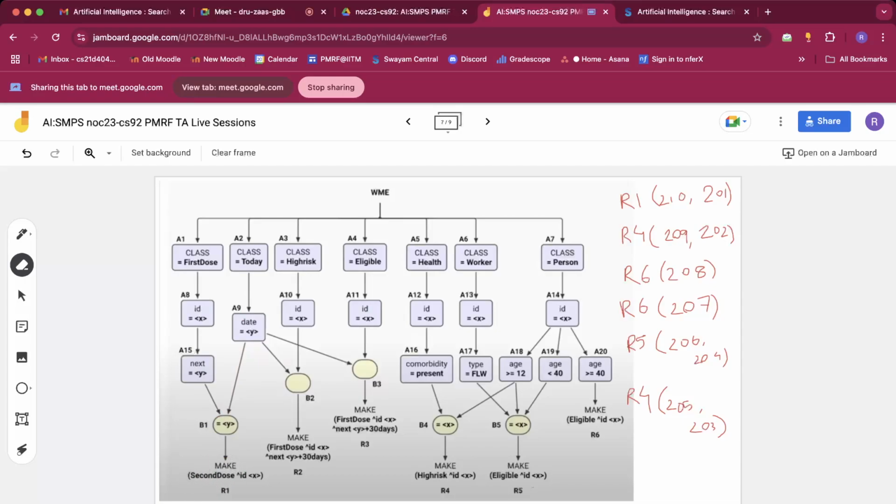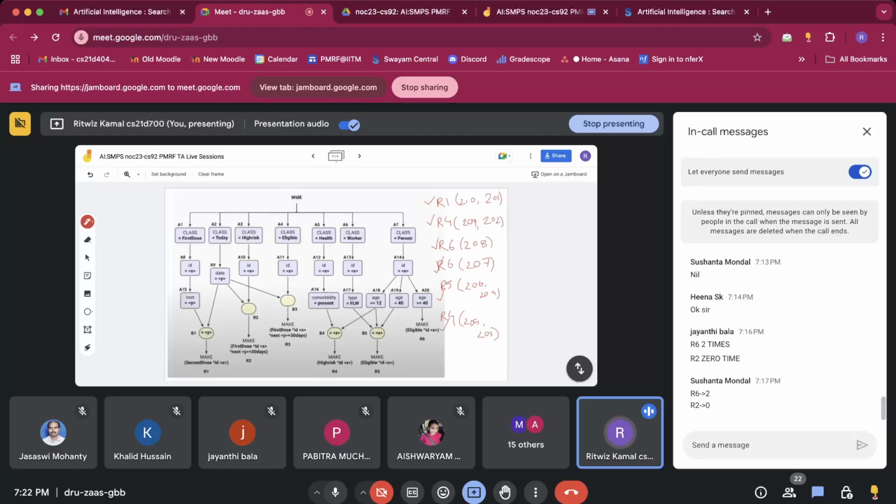We could also fire rule 4 with elements 209 and 202. We could fire rule 6 with element 208, rule 6 with 207 again, rule 5 with 206 and 204, and rule 4 with 205 and 203. So these are the different rule and working memory element tuples in the conflict set. And now we have to count how many times R6 is occurring in the conflict set.